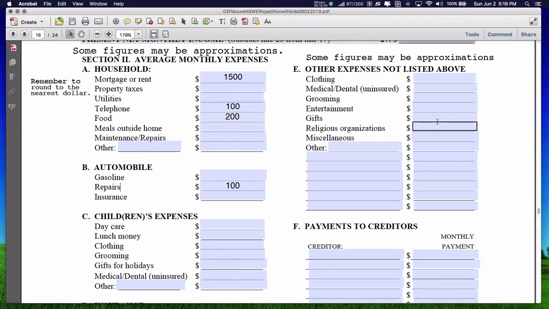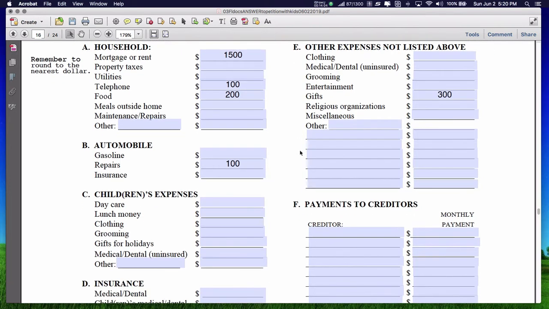All right, let's use another example. Let's say gifts. Let's say you spent $3,600 during the year on birthdays, Christmas, Thanksgiving gifts, or Halloween gifts, or whatever you're giving. You're not going to put $3,600, you don't spend $3,600 a month. You spent $3,600 throughout the year. So what do you do? You divide by 12. That'd be $300. And then you fill out the rest of this.